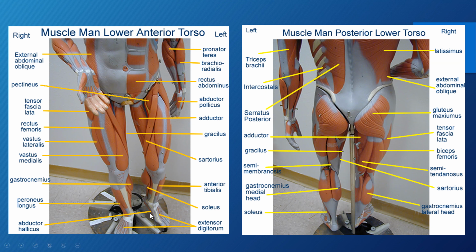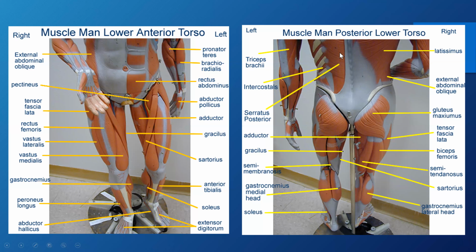And we have muscles that move your toes, right? Like extensor digitorum or abductor hallucis muscle. Abduct your big toe. All right, so what is in the posterior compartment over here?